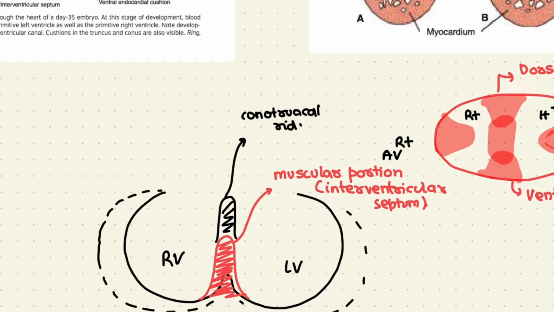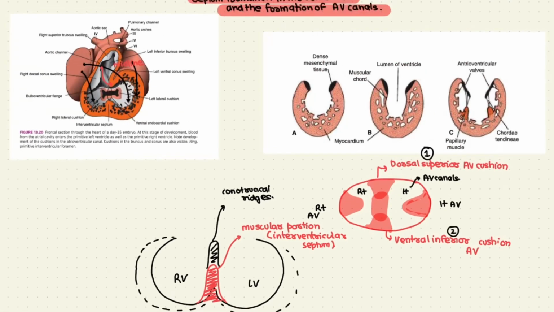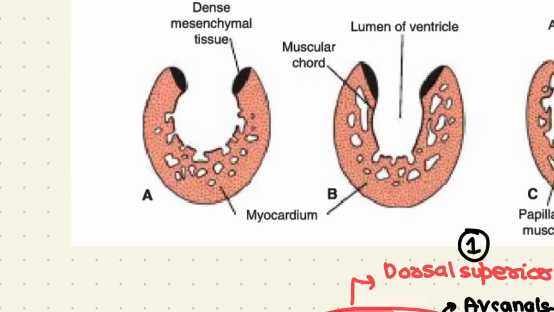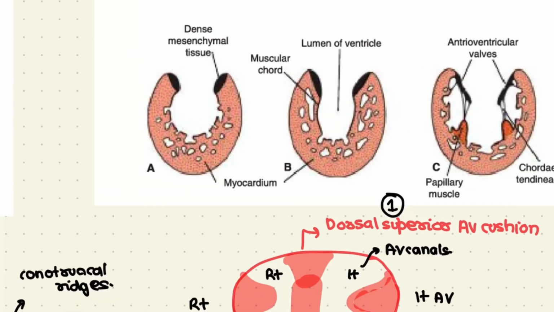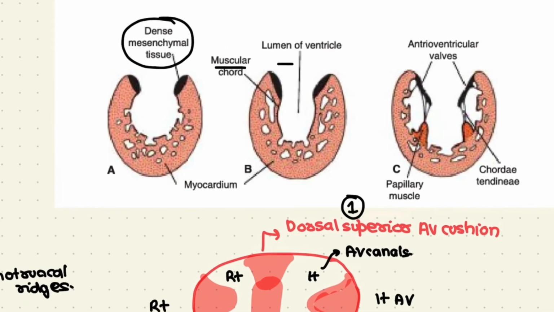As the formation of the AV canals finishes at the AV orifice, we have the formation of a dense mesenchymal tissue which will undergo fibrosis to form primordial muscular cords, which will ultimately develop into the papillary muscles.